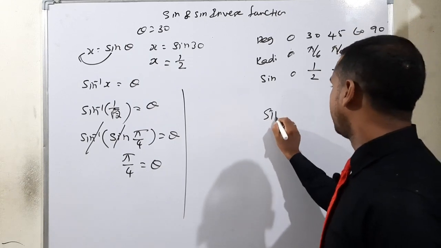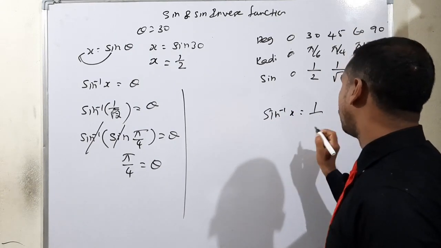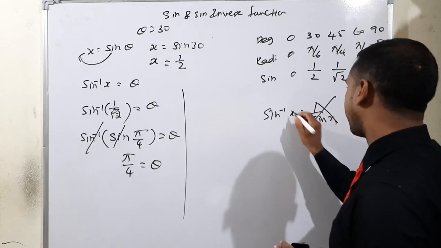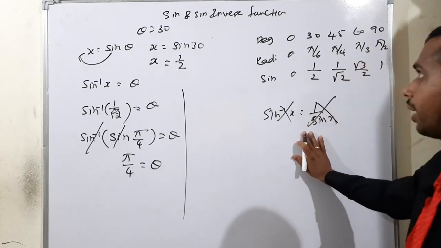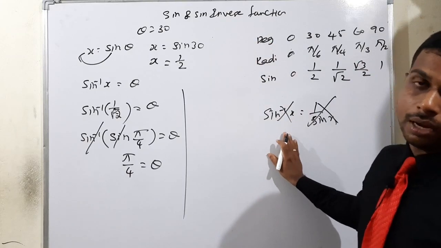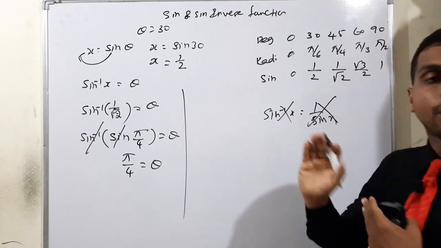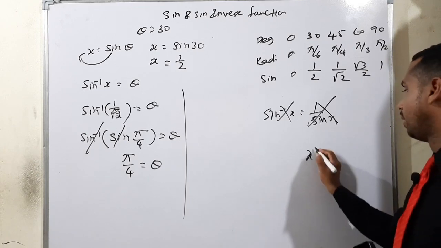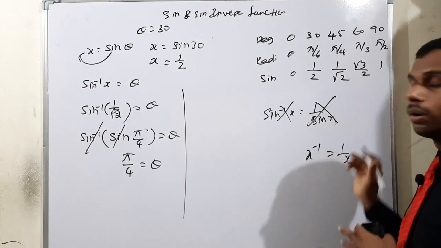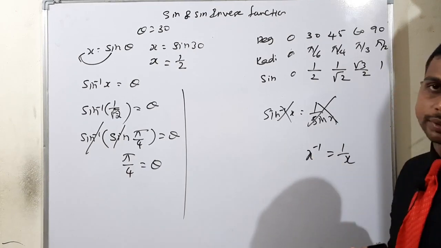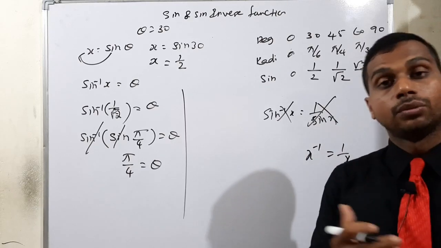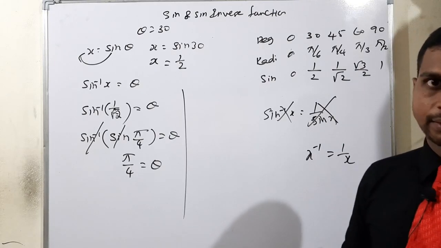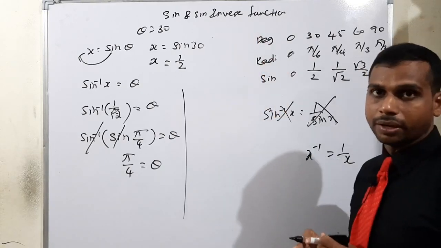Actually, with sine inverse x, they are thinking in their mind that it is 1 by sine x. That is not correct. Why is it not correct? Except in inverse trigonometry, for algebraic terms we can apply the exponential form. X inverse means we can write 1 by x. But sine inverse x, cos inverse x and tan inverse x, we never write as 1 by sine x or 1 by cos x like that, because it is called an inverse trigonometric function.